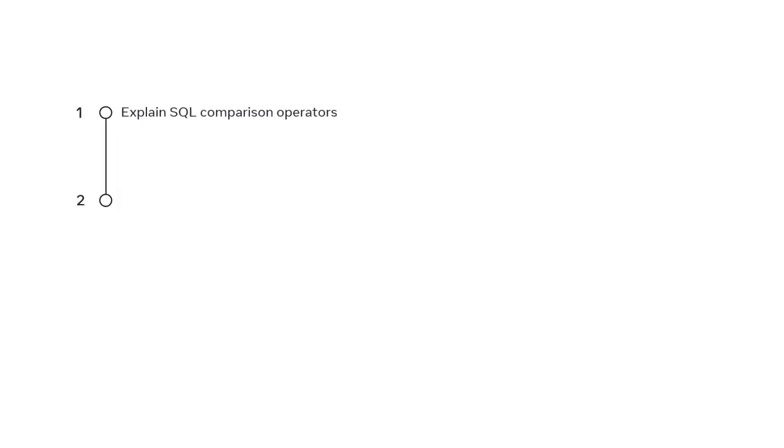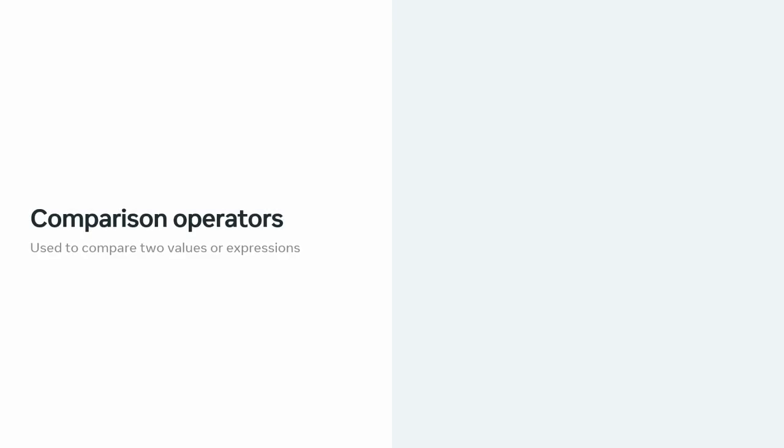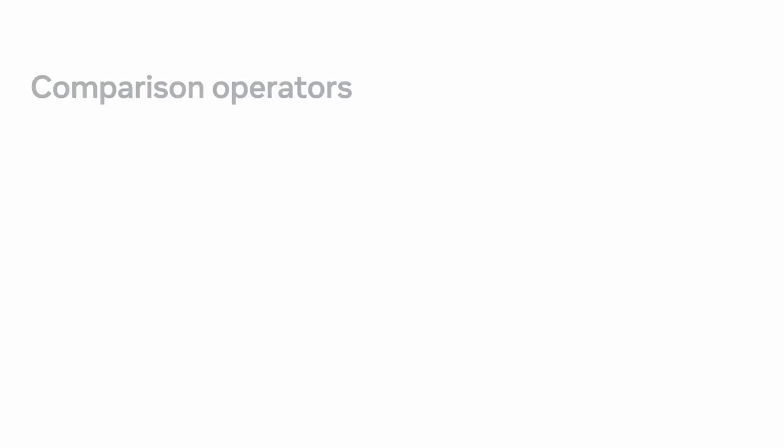Over the next few minutes, you'll learn how to explain the concept of SQL comparison operators and utilize SQL comparison operators in a database. So, what are SQL comparison operators? Comparison operators are used to compare two values or expressions where the outcome result can be either true or false. They can be used to filter data and to include and exclude data. So how are these operators used in SQL?